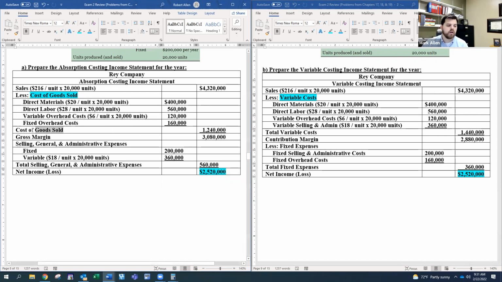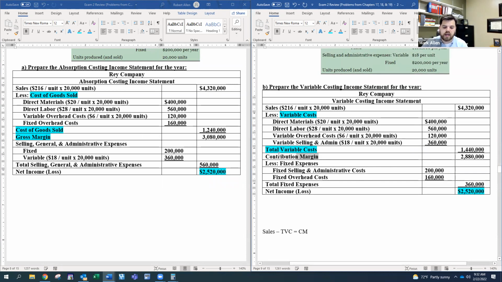Now, once you do that first level of subtraction on the absorption costing income statement, you get cost of goods sold and you get gross margin, right? So once you actually do the subtraction, you get gross margin. Once you add all these things up, you actually do get cost of goods sold. On the variable costing income statement, when you add up all your variable costs, you don't get cost of goods sold, you instead get total variable cost. And you remember that sales minus total variable cost, that is contribution margin. So that is exactly what we get.